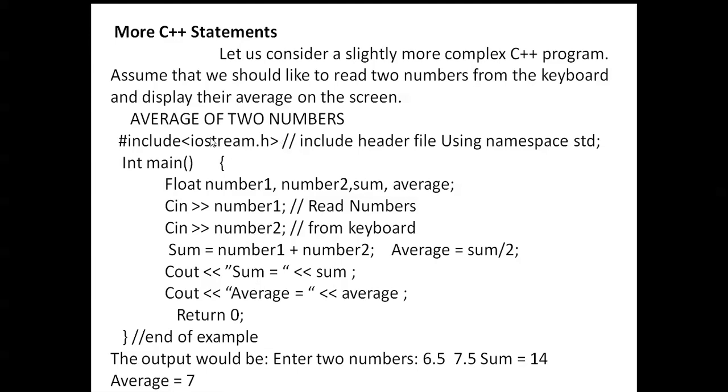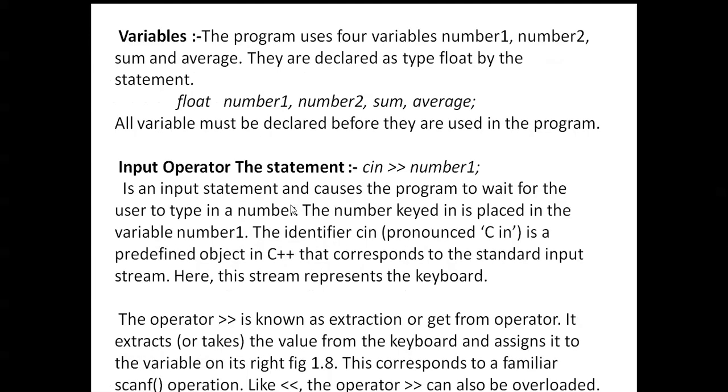Here you can see each and every program starts with a header file. Then after that comes the main function, where you write int, which is the return type. Next, you can see each and every statement ends with a semicolon. If there is no semicolon, the compiler cannot identify the end of the statement. When the semicolon is there, then that line is over and the compiler can identify it.